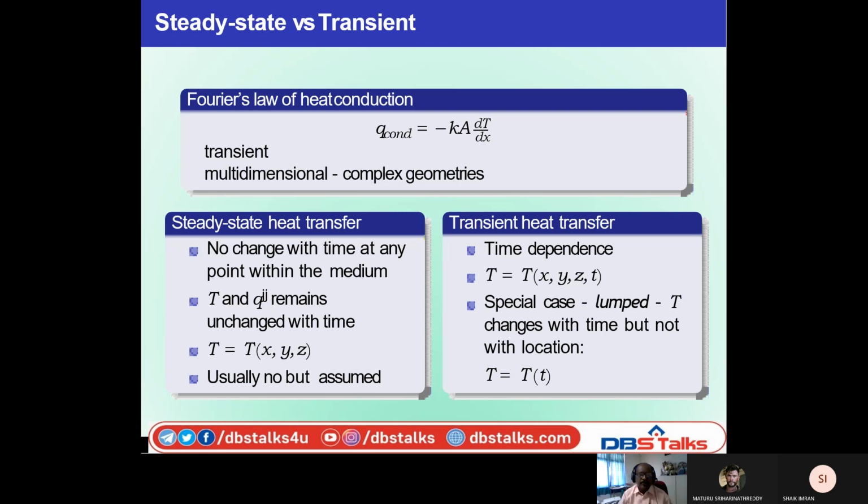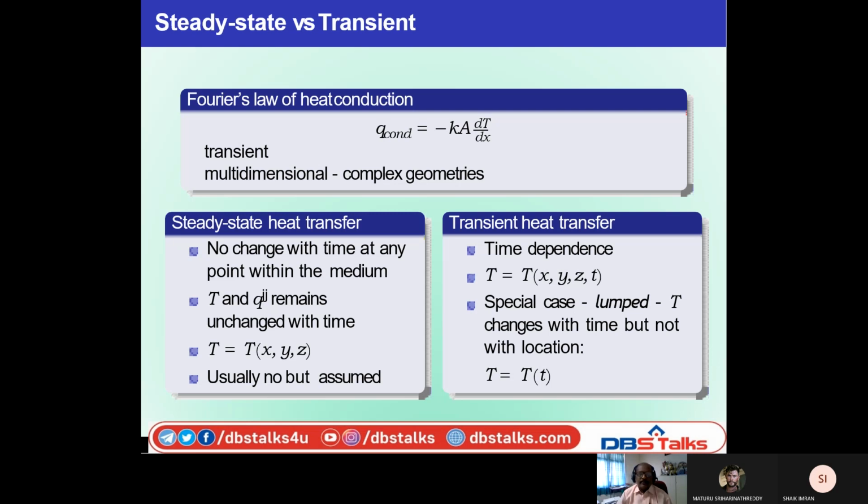Suppose the best example is body temperature. If you take our body temperature at any point of time, the temperature is always some 98.4 degrees Fahrenheit. The body temperature cannot change. So don't think that in the morning there will be some temperature and in the afternoon some other temperature. It's not like this. Body temperature is always the same. It is steady state heat transfer.